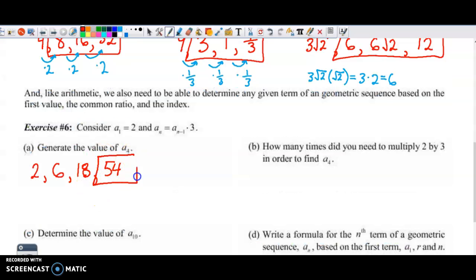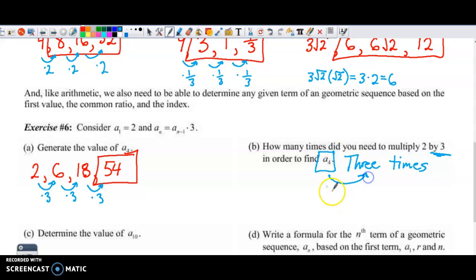So that is the value for a sub 4. But if you look at the pattern, how many times do we multiply by 3? Well, we multiplied by 3, 3 times. And what's the pattern between a sub 4 and 3 times is, if this is a sub n, the number of times that we multiply by it is n minus 1 times.